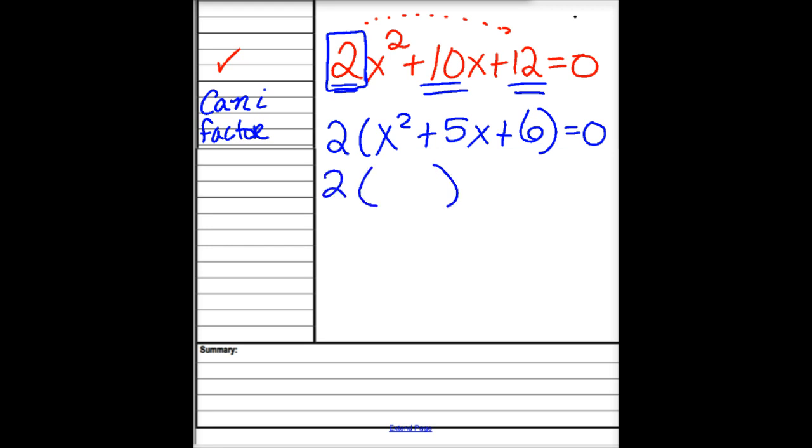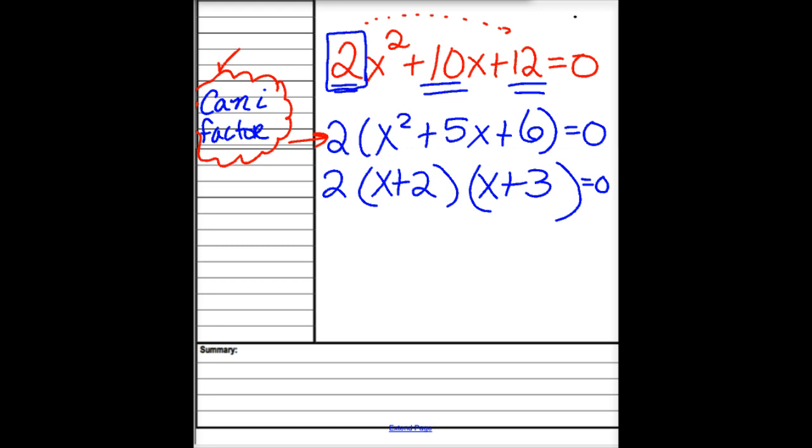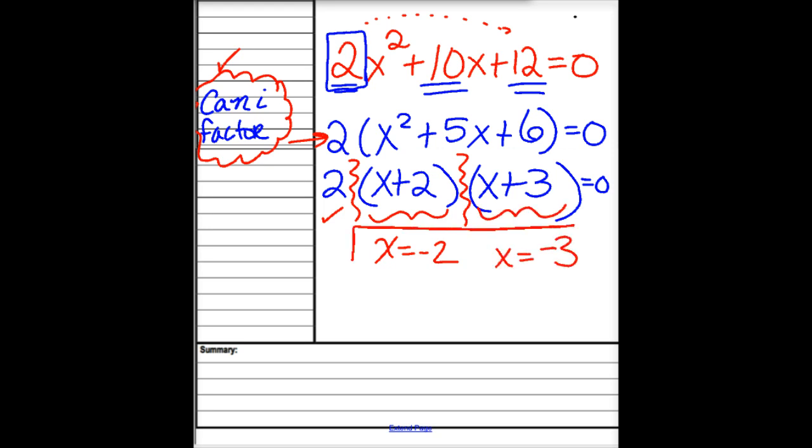The reason I do that is now the rest of this factors nicely. What multiplies to equal 6 and adds up to 5? 3 and 2 is an obvious solution. So this one, because I spotted pulling out that 2 right away, it knocked down into something that's pretty easy to work with. So if three things multiply to equal 0, at least one of them has to be 0. Well, 2 can't be 0. X plus 2 can be 0 if x is negative 2. X plus 3 could be 0 if x is negative 3. So I have two solutions to this quadratic equation.